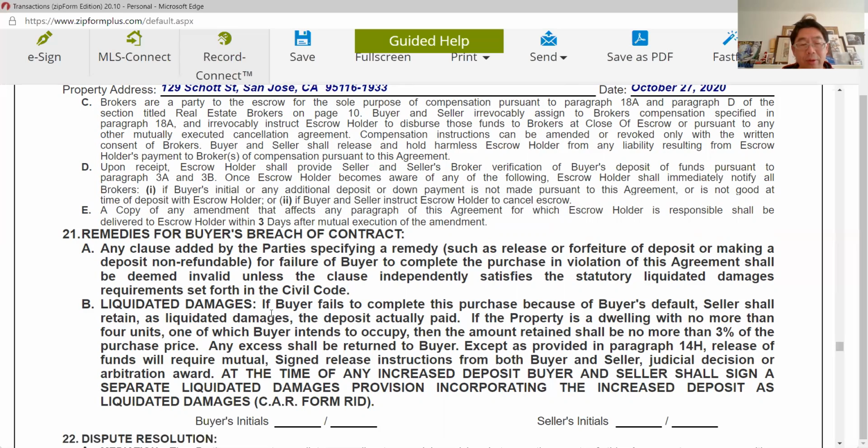And liquidated damages. If the seller fails to complete the purchase because of the buyer's default, that means we didn't do our job. Because we didn't do our job, the sale was not completed, and then the seller should retain the deposit as liquidated damages. That money, the initial deposit, belongs to the seller. The agent doesn't even get it. I don't get it, the seller's agent doesn't get it, we don't get it. Only the seller can get it.